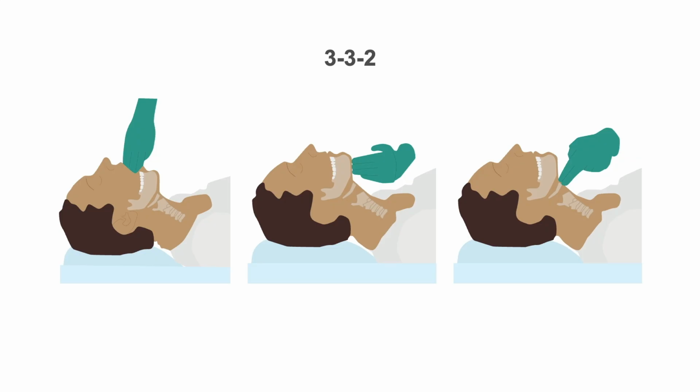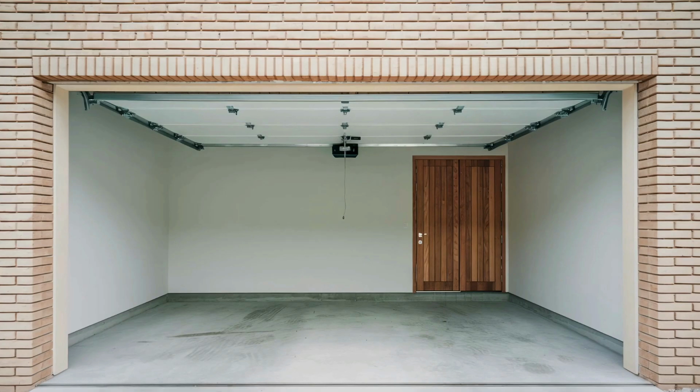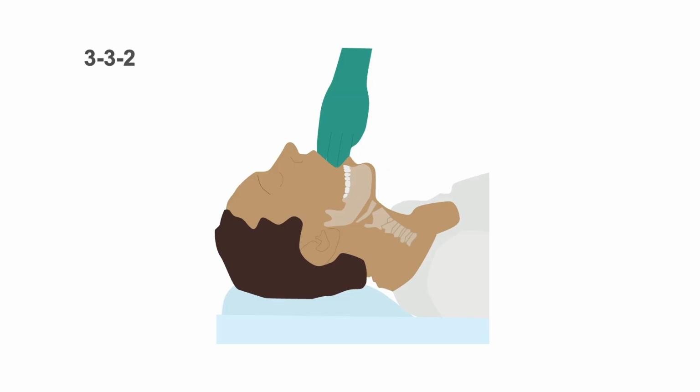This assessment checks if the mouth can open wide enough and if the distance from the chin to the larynx is adequate. Think of it like checking if the garage door is tall enough or if the garage is deep enough for your car to fit. The first 3 in 3-3-2 stands for the fact that the mouth should open about 3 fingers in order to accommodate the laryngoscope blade and permit a view past the tongue to the cords.